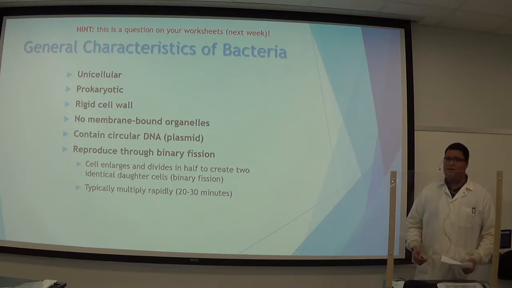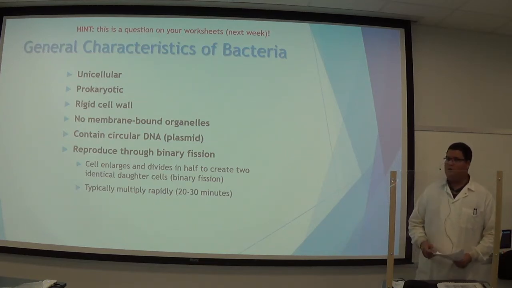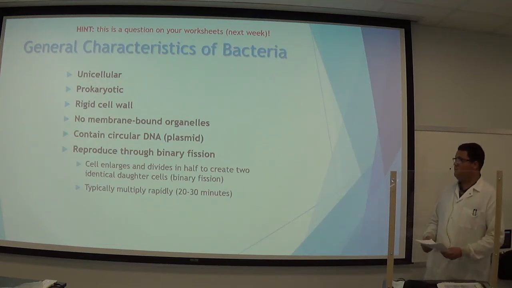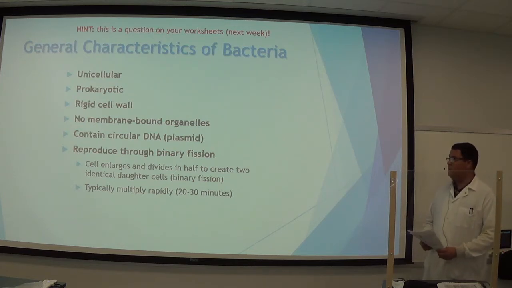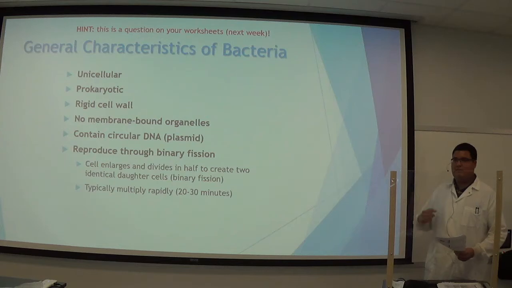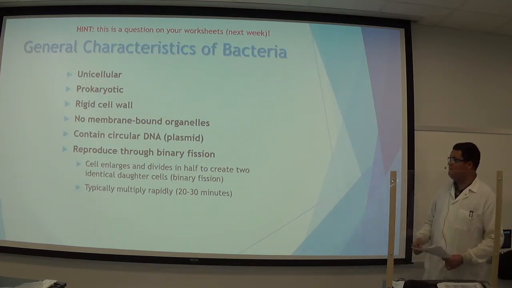They're also prokaryotic, so they don't have a nucleus. They have a rigid cell wall, and we have different types of cell walls between the different types of bacteria, and we'll showcase that next week. No membrane-bound organelles, so everything's, for the most part, floating around. Also, they have circular DNA, meaning it's just one big plasmid for their entire genome, whereas animals have telomeres at the end because their DNA is linear.